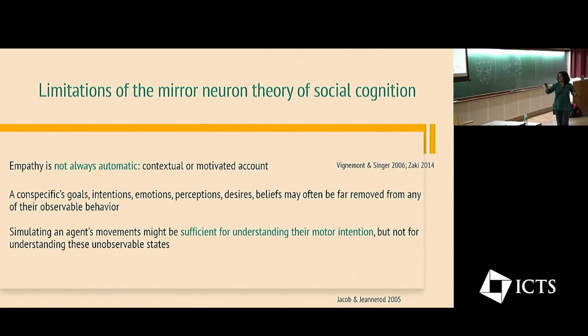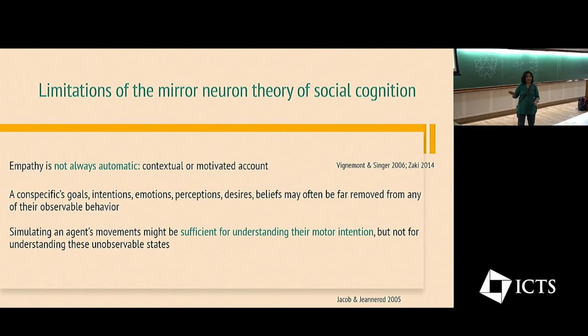I've sort of articulated it here, which is first, empathy is not always so automatic as it seems to be by this conceptualization, right? It is often contextual or motivated. For example, it's known that it's easier for people to be empathetic towards an in-group member versus an out-group member. So it's not so automatic.